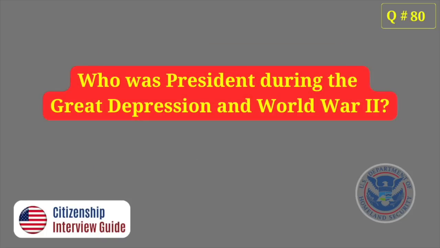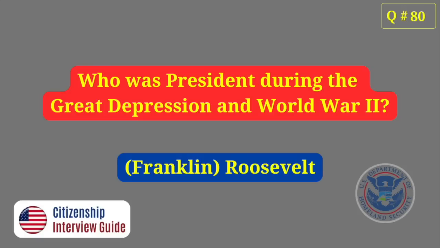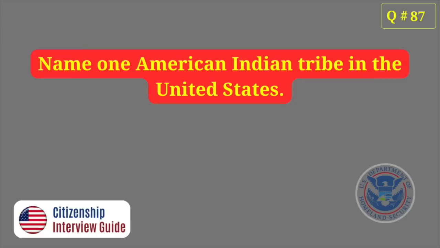Who was president during the Great Depression and World War II? Franklin Roosevelt. Name one American Indian tribe in the United States. Cherokee.